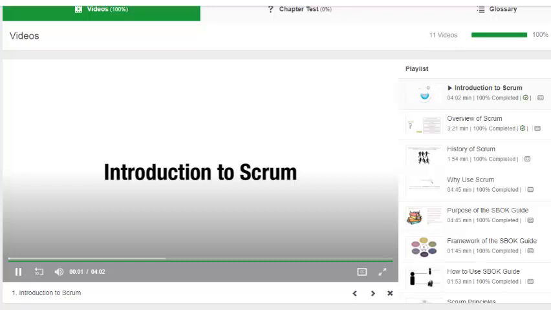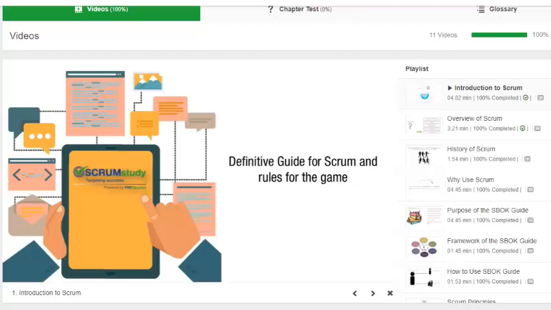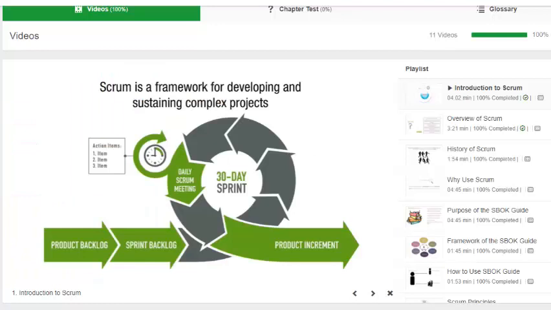Hello and welcome to the Scrum Study course on A Guide to the Scrum Body of Knowledge, a definitive guide for Scrum and the rules for the game. Scrum is a framework for developing and sustaining complex projects.